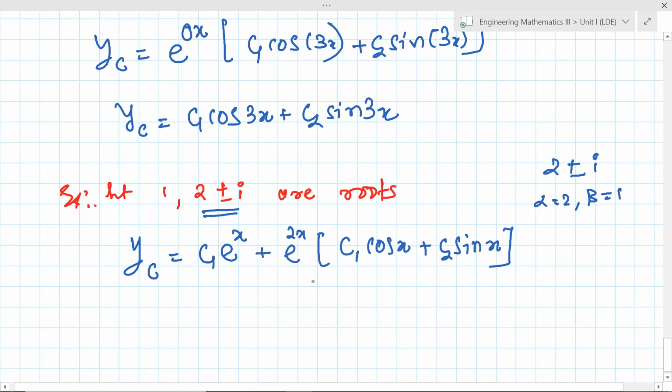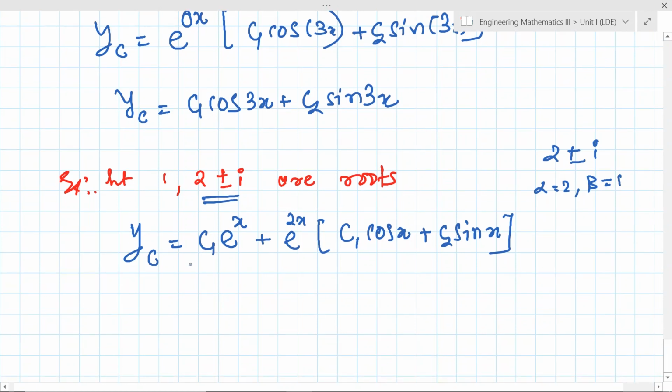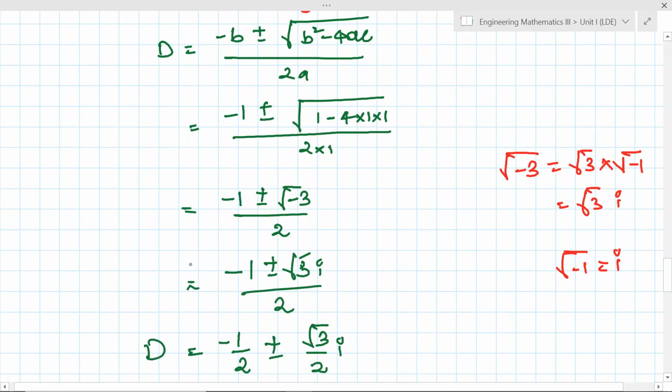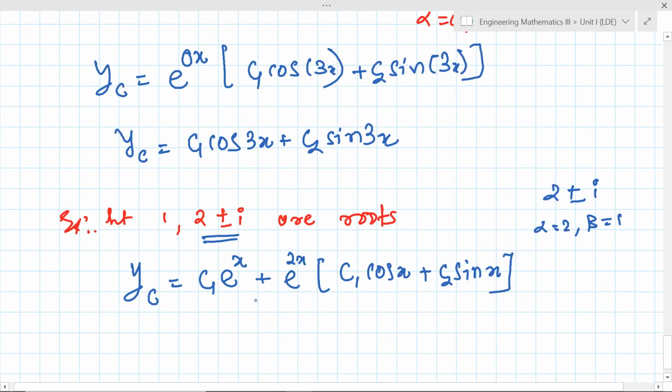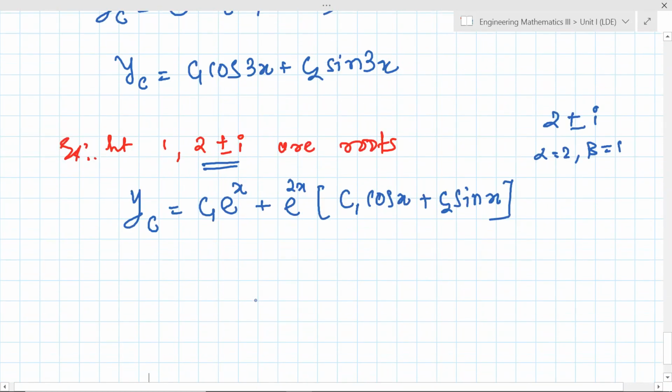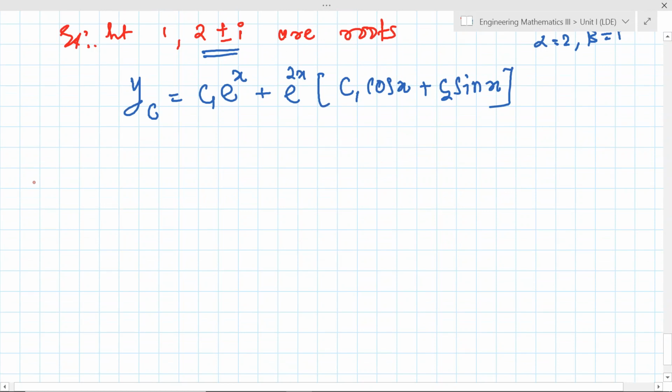Now c1 e raised to x plus c e raised to 2x, c1 cos x plus c2 sin x. So this is the complementary function. Hope you have understood. In some cases, suppose the complex roots are repeated, then what? This is the third case if roots are complex. But now in the fourth case, if roots are complex repeated.